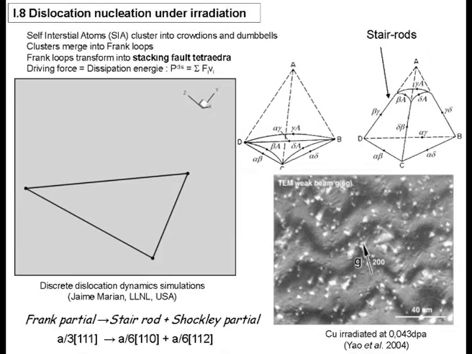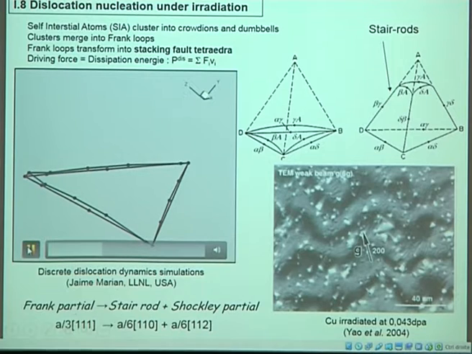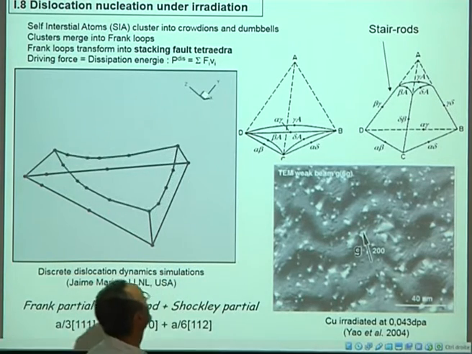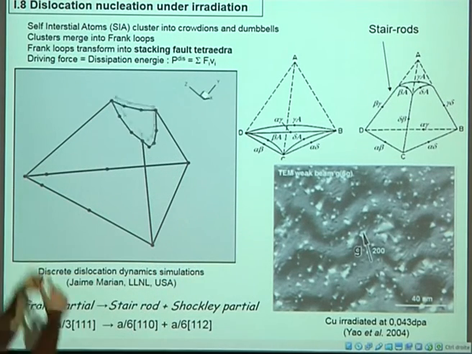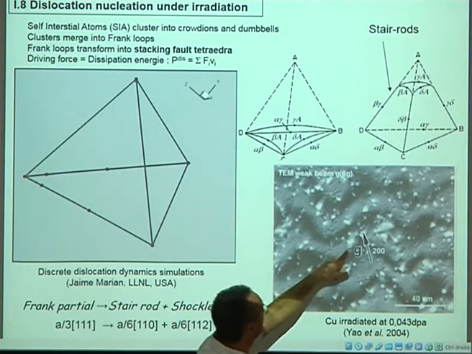Typically, and it's similar to the one I showed you before with pneumodis, you have this loop here, the shape of the loop, surrounding interstitials, and you can see that the loop will now split into partials, as explained here. Those partials can glide in their {111} plane, leading to a tetrahedra, and this is typically what is seen in copper. In copper, you have a lot of tetrahedra.